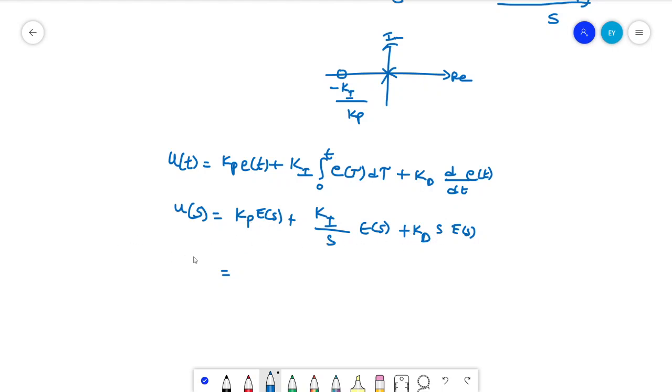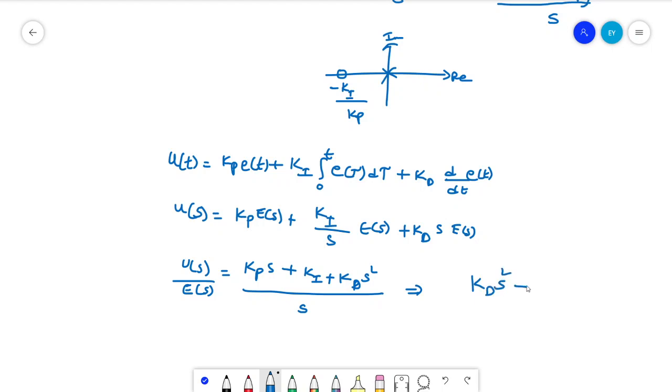So directly I can write u of s by e of s. E of s is taken common and sent to the left hand side, and we multiply kp into s plus ki plus kd into s square, divided by s. Just rewriting in terms of order, this will be kd s square plus kp s plus ki, divided by s.